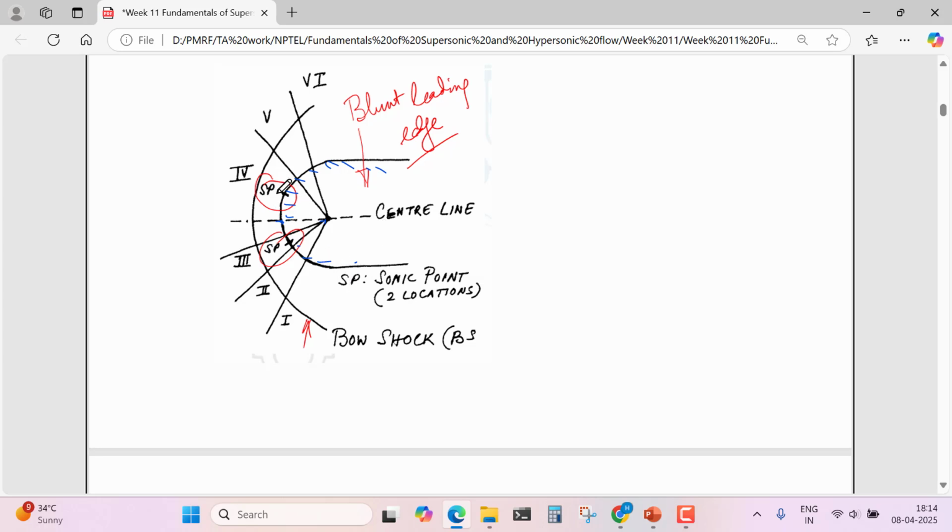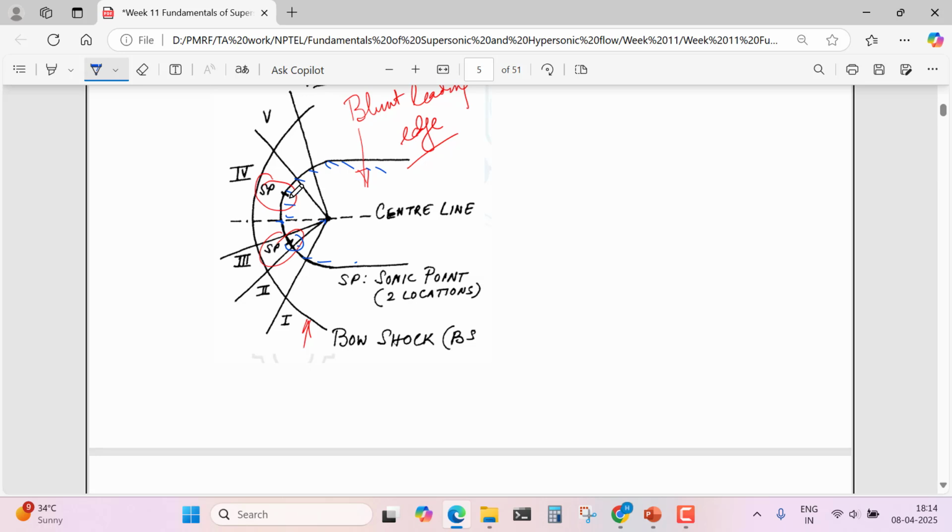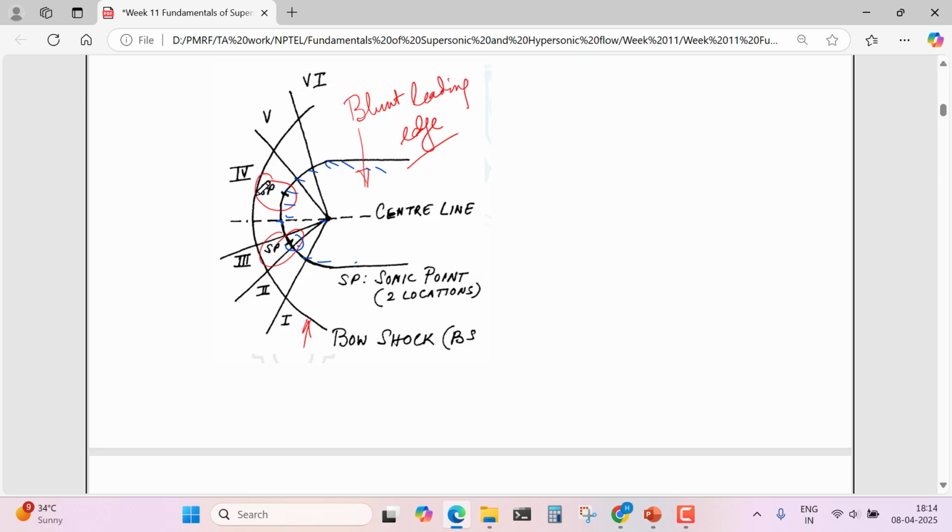And there are two sonic points. Sonic points are points at which the flow through the bow shock will be at Mach number equal to 1. So if you see this region here, the bow shock will be strong. So whatever flow passes through it will become Mach less than 1 in this region.